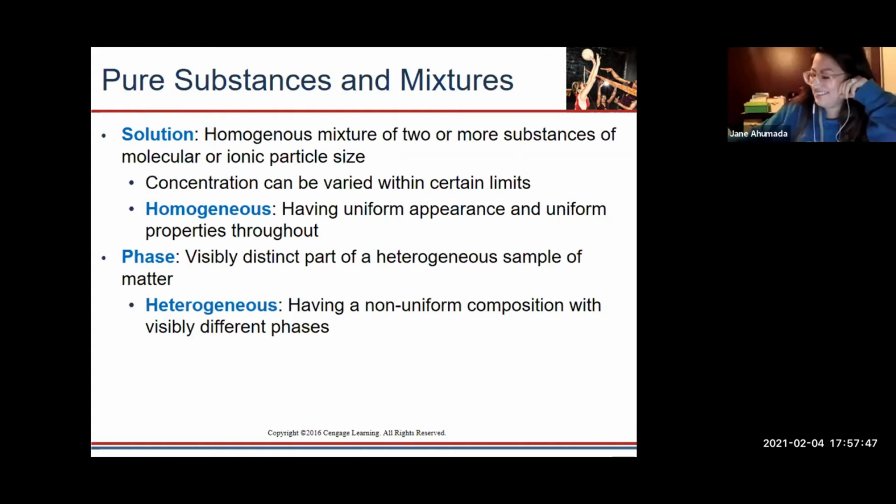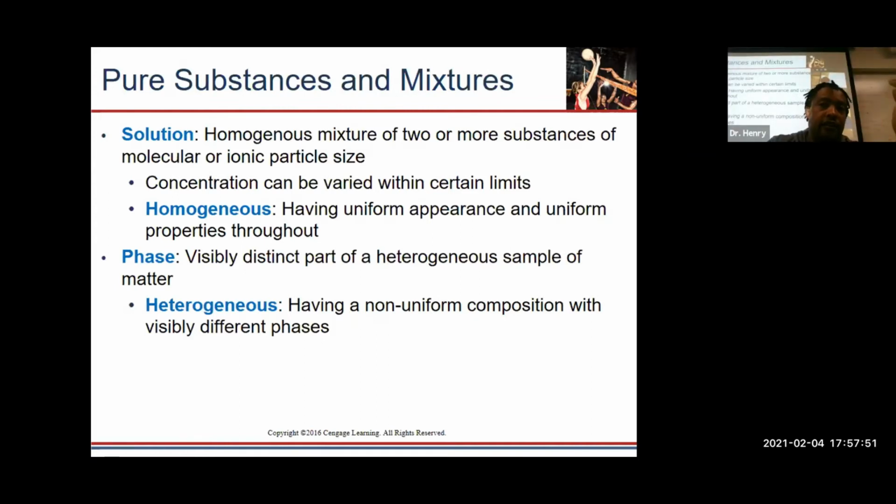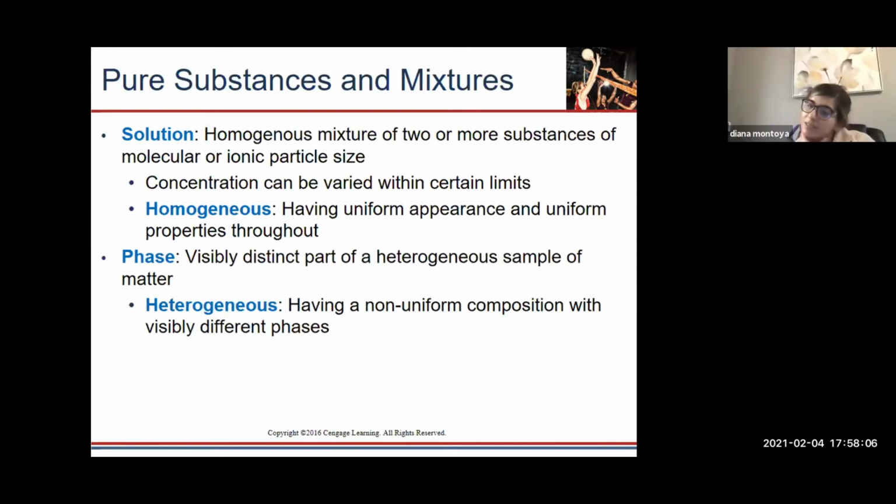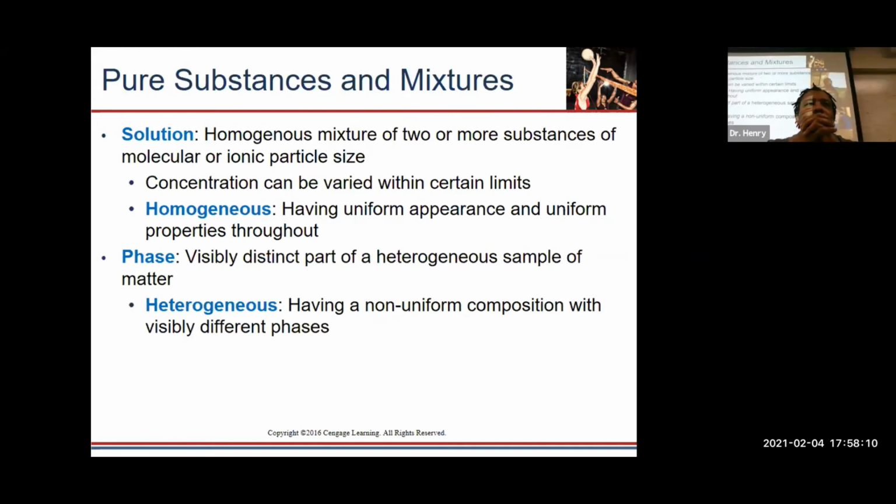Okay, so in the case of, let's say we have ethanol. Ethanol is the chemical name of alcohol. So if we have ethanol in water and we put it together, is that going to be homogeneous or is that going to be heterogeneous? Homogeneous.